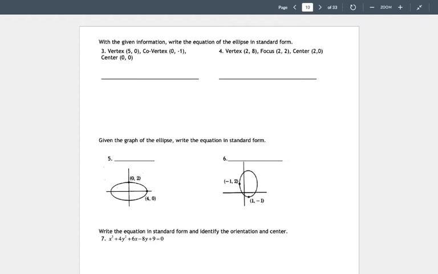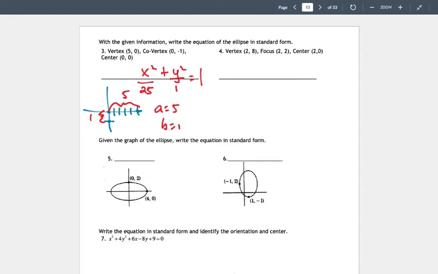Okay, on this one, we have a vertex that is at 5, 0, and I'm going to go ahead and graph that. We have a co-vertex at 0, negative 1, and our center is at 0, 0. What that tells me is that my A value is 5, and my B value is 1. So A equals 5 and B equals 1. So we can write this as x squared plus y squared. It's a horizontal one, so the A squared will go under the x, and then the B squared will go under the y, and remember these always equal 1.